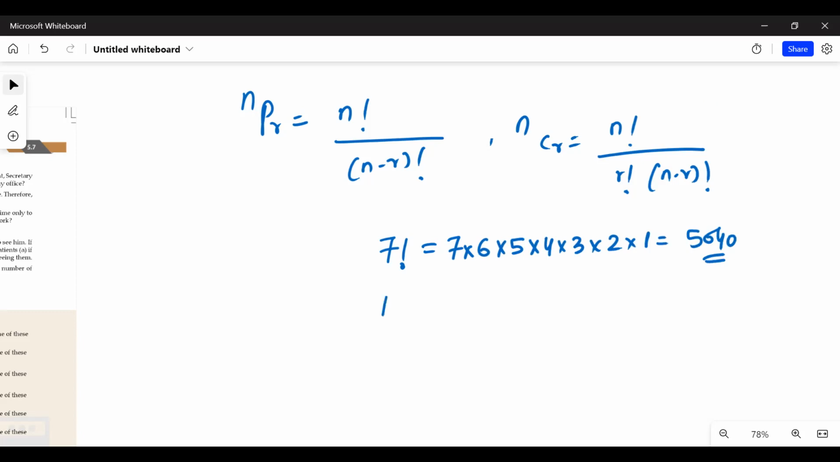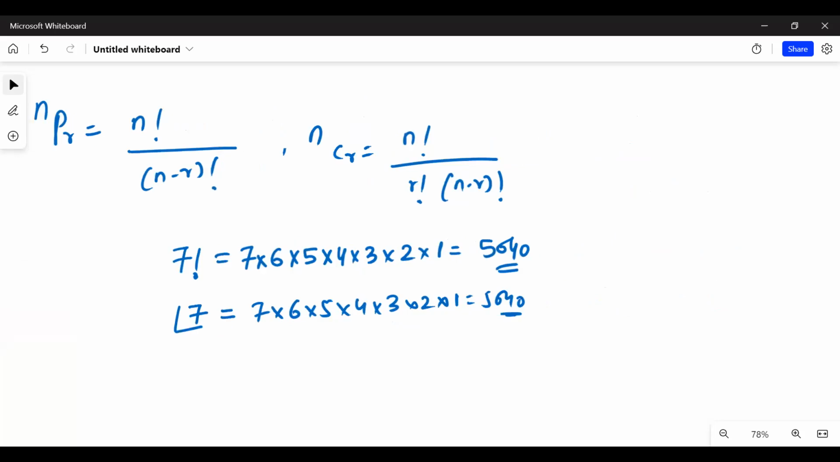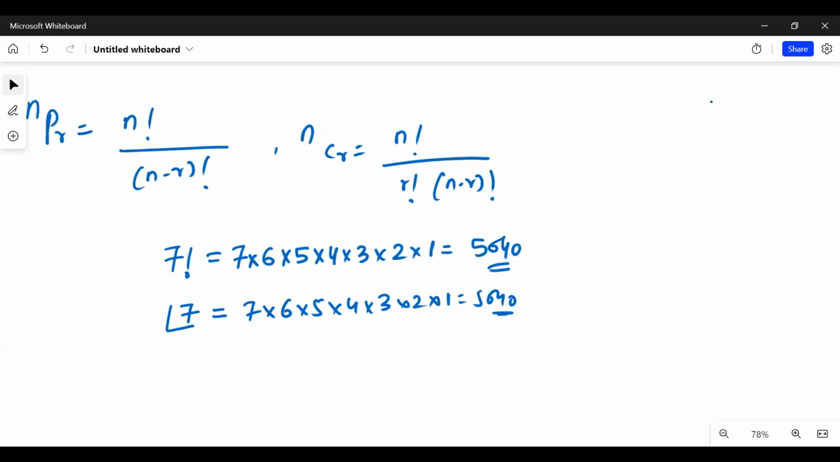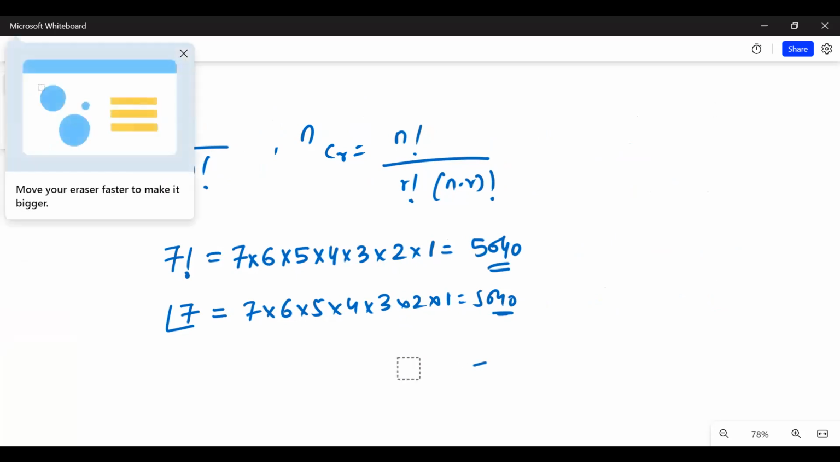The same 7 factorial I can write like this also. In some textbooks, it is written like this. So this means 7 into 6 into 5 into 4 into 3 into 2 into 1, you will get 5040. This is Exercise 5A, question number 3: what is 7 factorial? Please remember, factorial can be represented like this or like this, so please don't get confused by them.